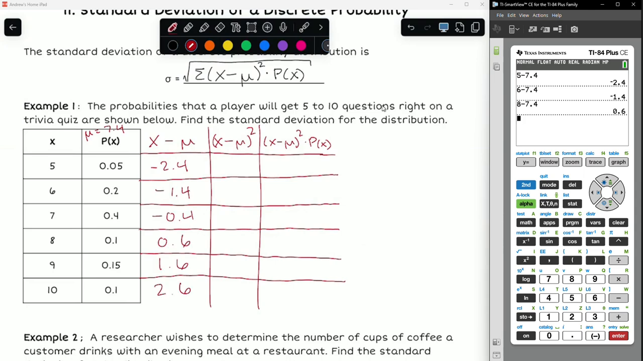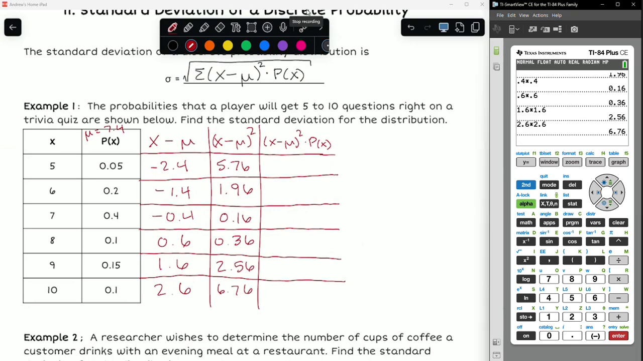All right, so the next column we're going to go ahead and square those values. And for negative numbers, don't forget to put parentheses around the negative. So parentheses negative 2.4, and then I'm going to press my squared button, and I get 5.76. So I'm going to pause. Feel free to do the same, and then when I come back, I'll fill out that last column.